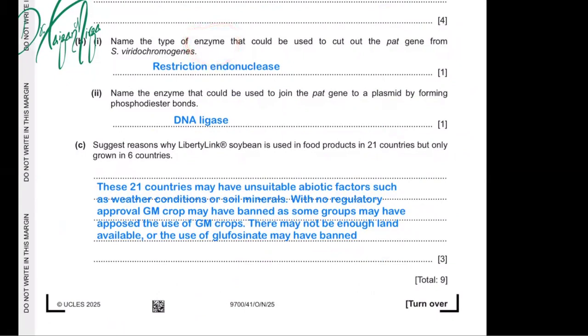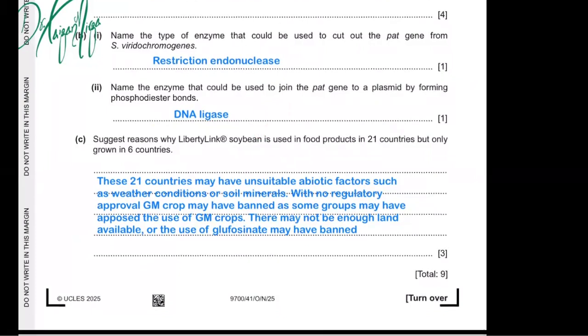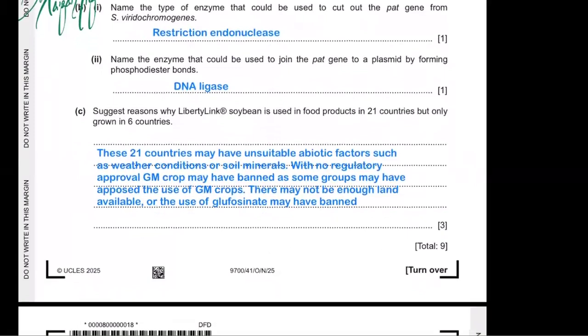Name the type of enzyme. Whenever you are cutting the DNA, it's always cut by using restriction endonuclease. How do you join the DNAs together? Using DNA ligase. Suggest reasons why this soybean is used in food products in 21 countries, but only grown in 6 countries. So the product is there, but it is grown only in 6 countries.